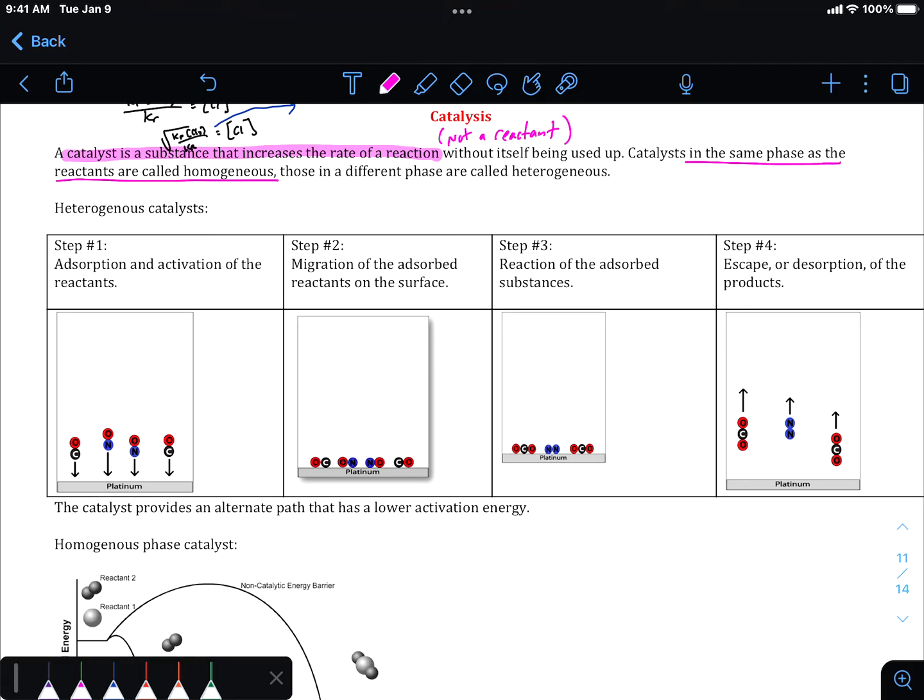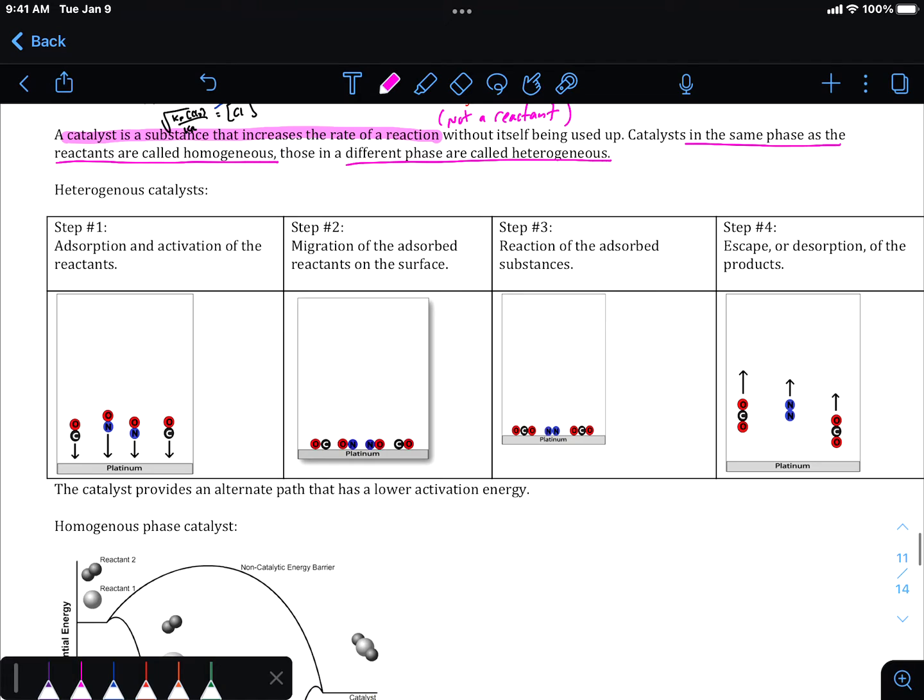And the other type of catalyst is if it's in a different phase, that's what we call a heterogeneous catalyst. So if the reactant was a gas, but the catalyst was a solid, for example. All right, so whenever the catalyst is in a different phase, it's a heterogeneous catalyst. If the catalyst is in the same phase as reactants, it's a homogeneous catalyst. Okay, so let's talk about heterogeneous catalysts first.